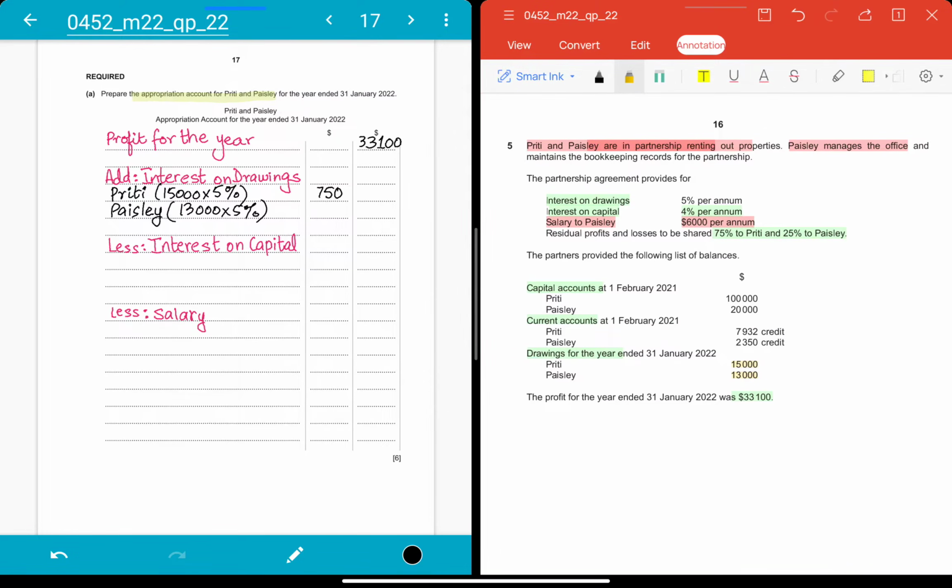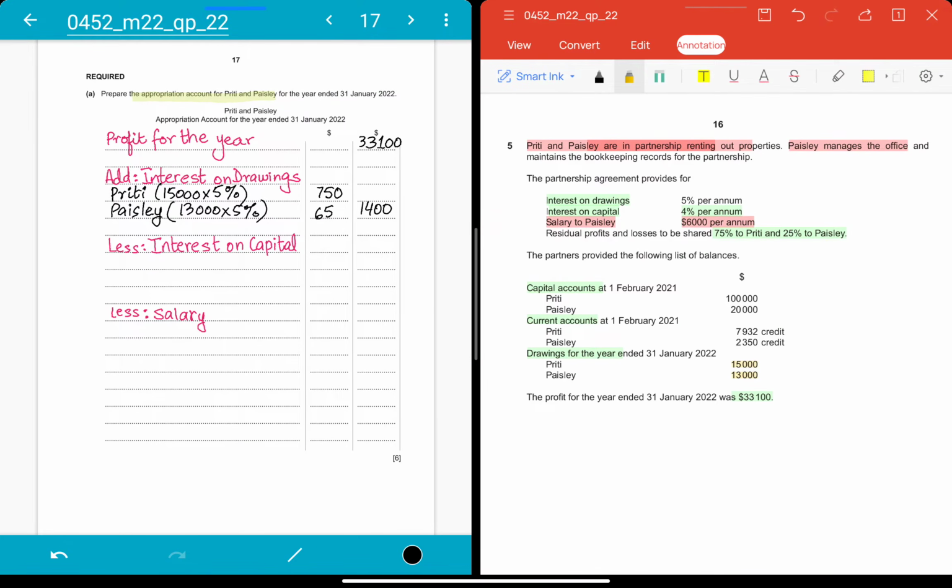I hope everyone is following here. So 750 and 650 will be the interest on drawings charged from Pesley and Preeti, and when we add these two, we get 1,400. So 1,400 will be added in this. Students, I hope you are getting this.